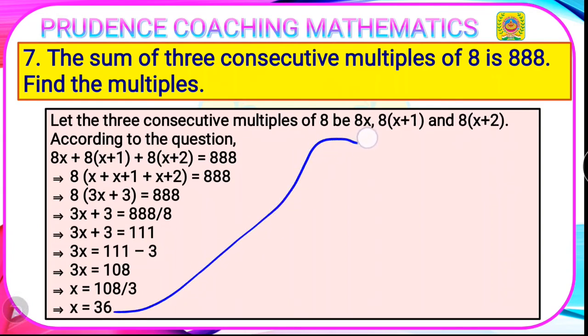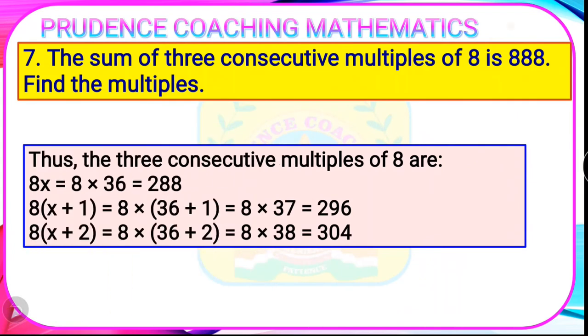By substituting the value of x in all three assumptions, you can get the three consecutive multiples of 8. So the three consecutive multiples of 8 are: first one, 8 into x, so 8 into 36 will give you 288. Next one is 8 within the bracket x plus 1, so 8 into 36 plus 1 within the bracket. We need to solve the bracket first, so 8 into 37 will give you 296. Next one is 8 within the bracket x plus 2, that is 36 plus 2, because the value of x is 36, so you will get 38 within the bracket. If you multiply it with 8, you will get 304. So the three consecutive multiples of 8 are 288, 296 and 304.